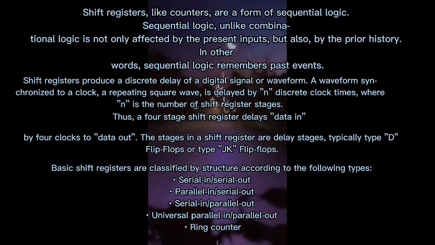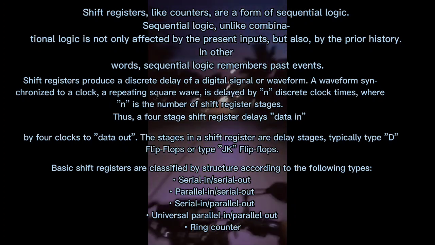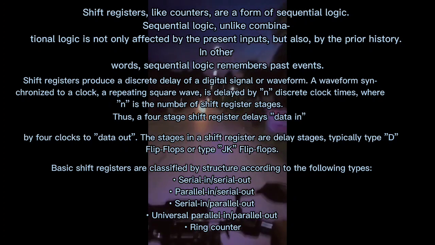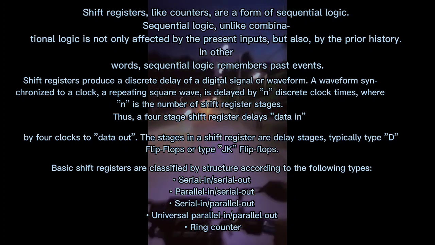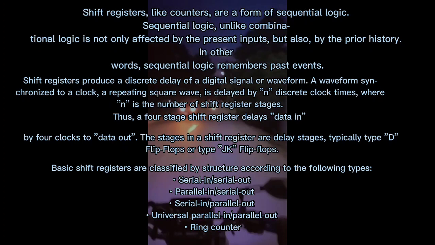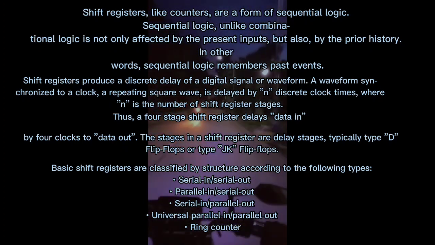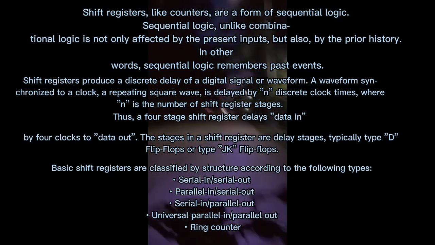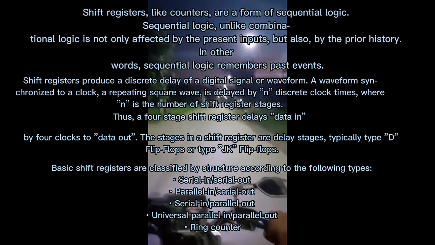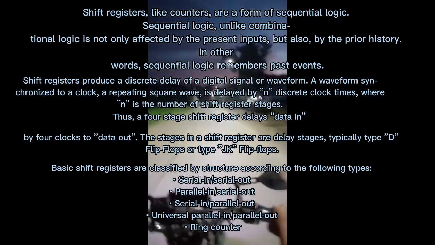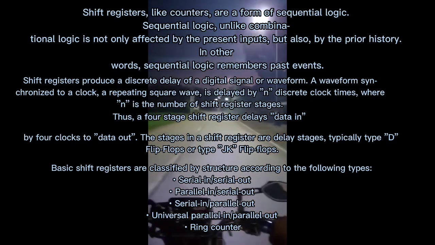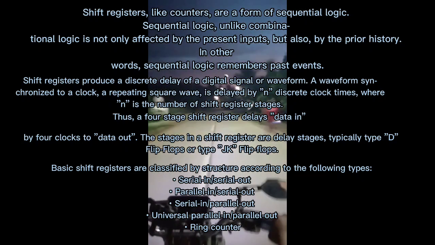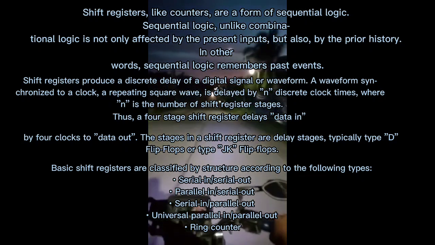A waveform synchronized to a clock, such as a repeating square wave, is delayed by n discrete clock times, where n is the number of the shift register's stages. Thus, a four-stage shift register delays data in by 4 clocks to data out. The stages in the shift registers are delay stages, typically type D flip-flops or type JK flip-flops.